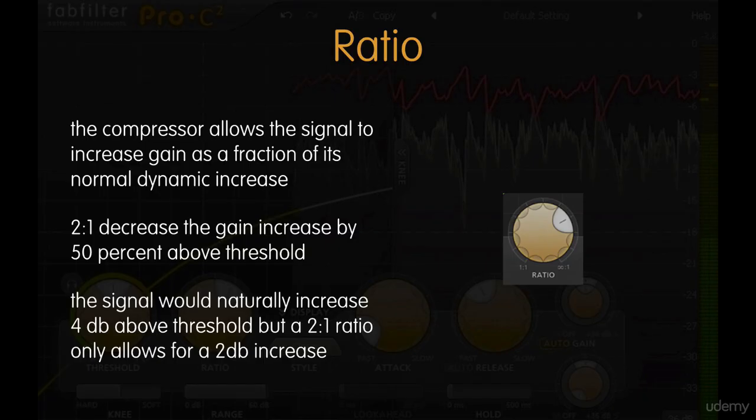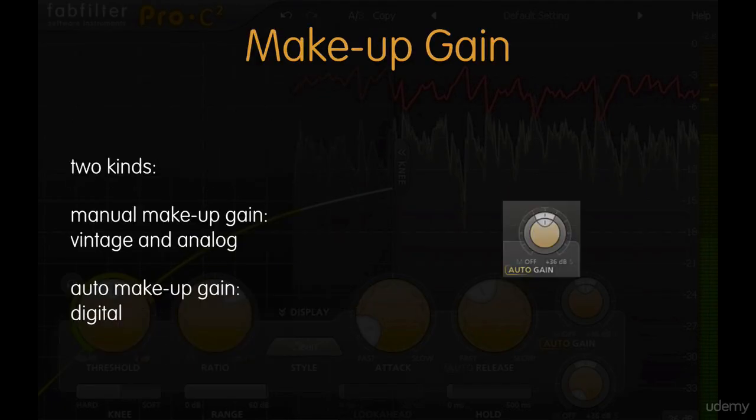2.5 is a great ratio to use. It's light, but it's a little bit stronger than 2 to 1, and it's very, very musical. It works incredibly well. And 3 to 1 is also a nice light ratio. 4 to 1, 5 to 1, and 6 to 1 are medium ratios. And 8, 9, and 10 are high ratios, and they start to become limiting. So that's the ratio game.